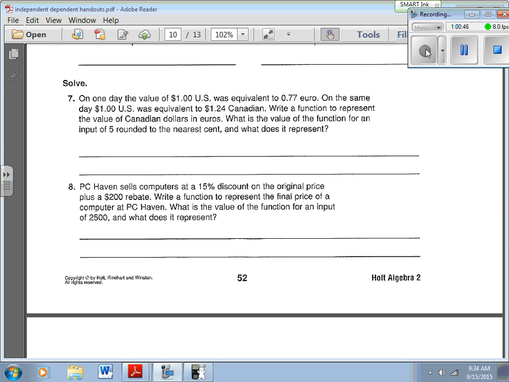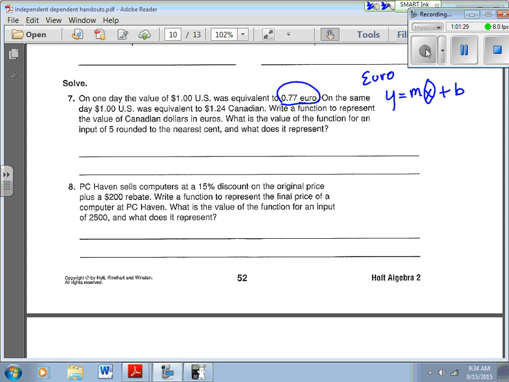So it says write a function to represent the value of the Canadian dollar in euros. What is the value of the function for an input of 5, rounded to the nearest cent, and what does it represent? So we have to write an equation. y equals mx plus b. Let's do one for the euro. Remember our input is going to be $1, yeah? So if we use $1 in Europe, that's only going to give us that much. That means this is my rate of change.